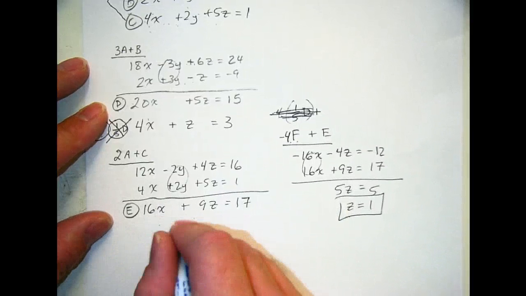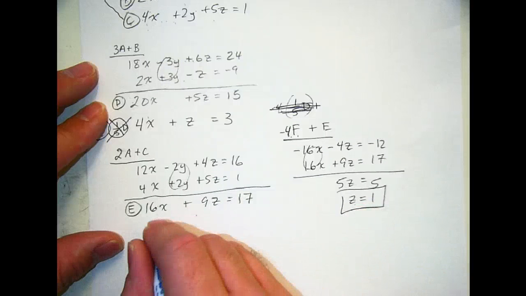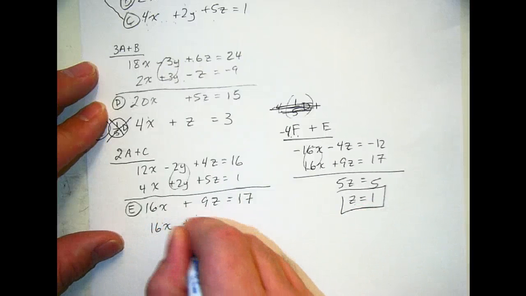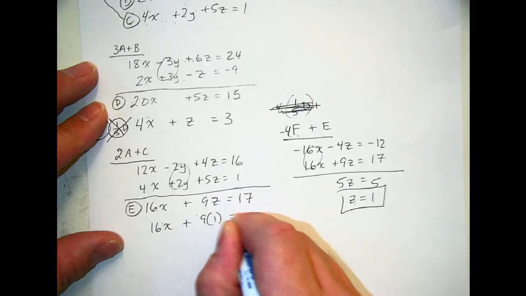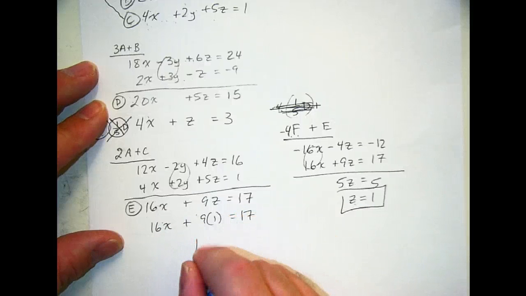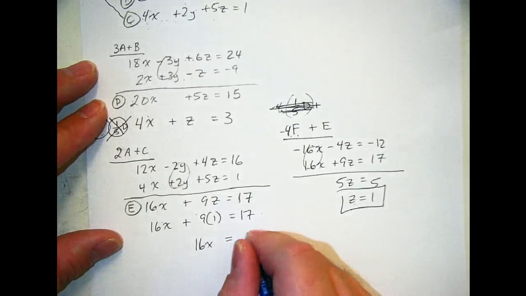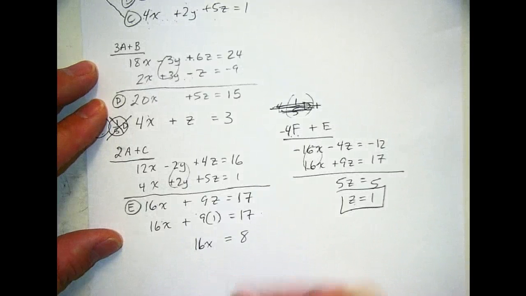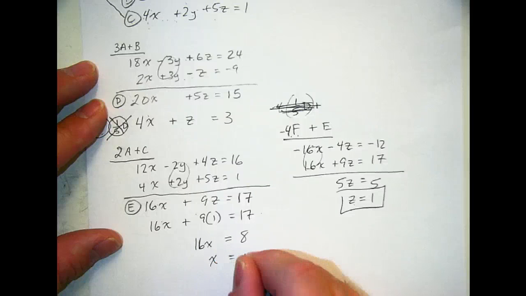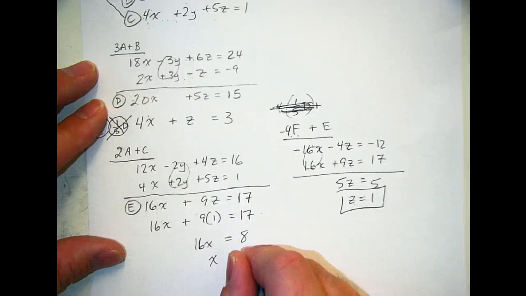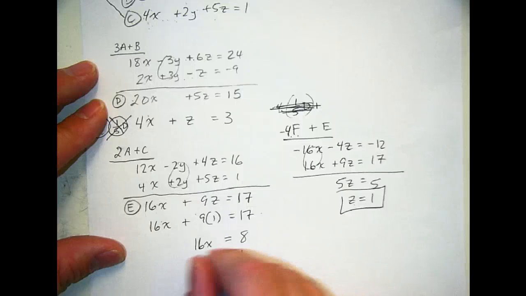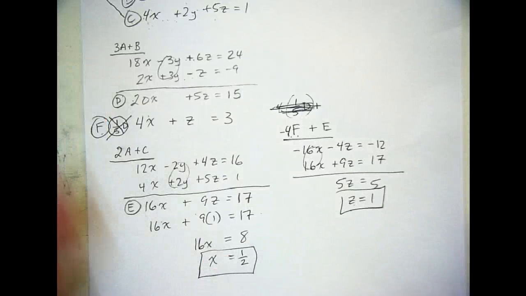So if I take e and I put 1 in, 16x plus 9 times 1 equals 17. So 16x equals, subtract 9, get 8, right? So x equals 1/2. Dude, a fractional answer? Unbelievable.